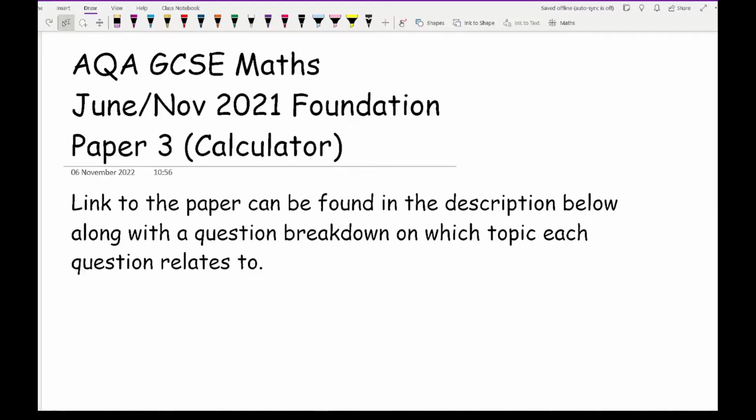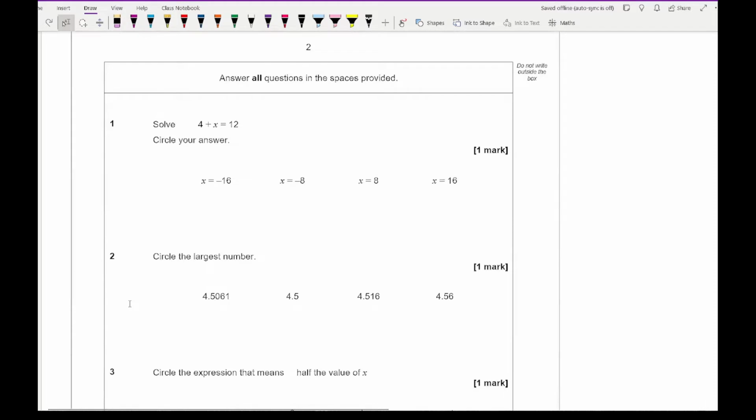So let's get started on this final paper of the June-November 2021 Foundation series. So looking at question 1, it says solve 4 plus x equals 12. So what plus 4 gives us 12? Well, the correct answer is going to be our third option, which is x equals 3.